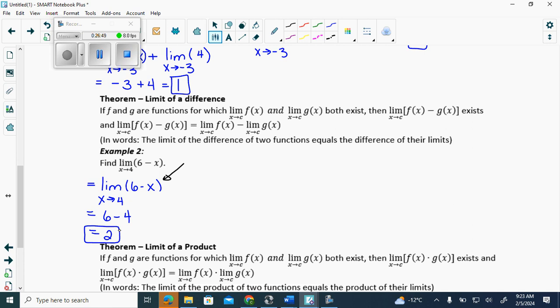We could also write this as the limit as x approaches 4 of 6. You guys are talking too much today.